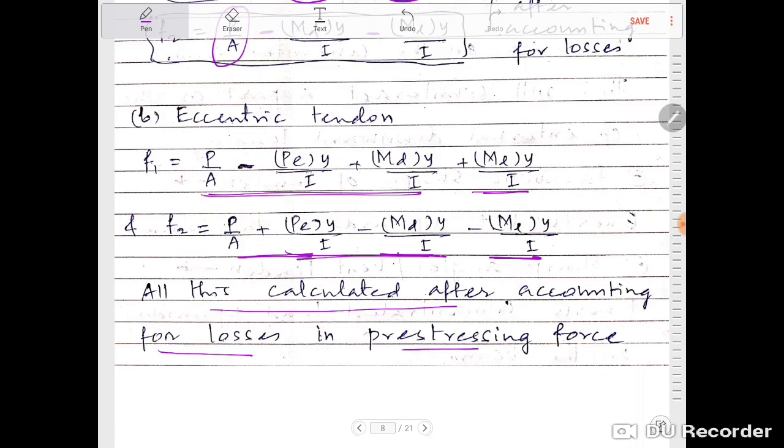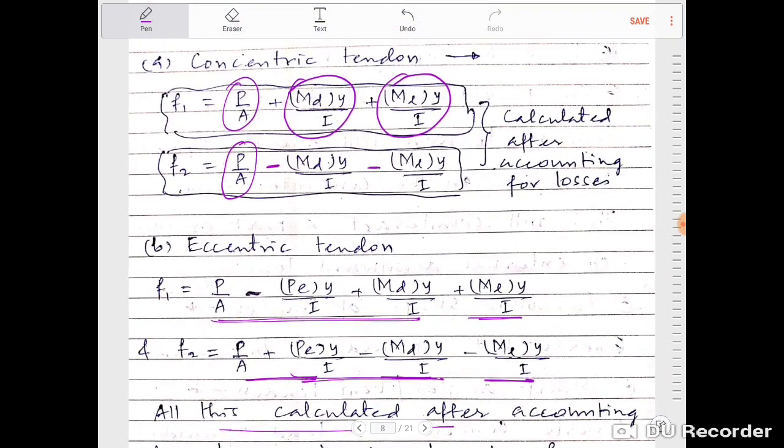Now this is very important: whatever we are doing in the transfer stage, we are not going to write down directly P by A the same as that we have written in the transfer stage. We are going to change the P values. For example, the P value in the transfer stage was 1000 kilonewton, but when you write the equations for the service stage, the P value has to be 800 kilonewton. That means you have accounted 200 kilonewton for losses. So indirectly you are accounting for the loss as well, because you are reducing the pre-stressing force, and the losses are automatically accounted for. So this is about the service stage and the transfer stage.